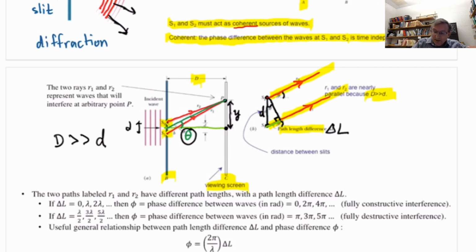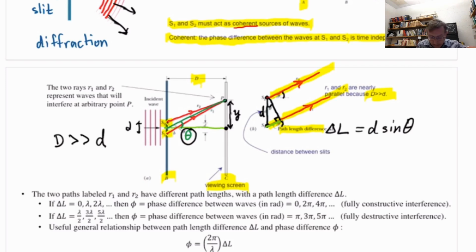And all you have to do is look at this right triangle right here to see that delta L is equal to little d times sine of theta. Because in that right triangle, little d is the hypotenuse, theta is the angle up at the top, so that length that I shaded in green, the delta L, is d sine theta. Okay? All right. Now, let's look at a couple of cases.